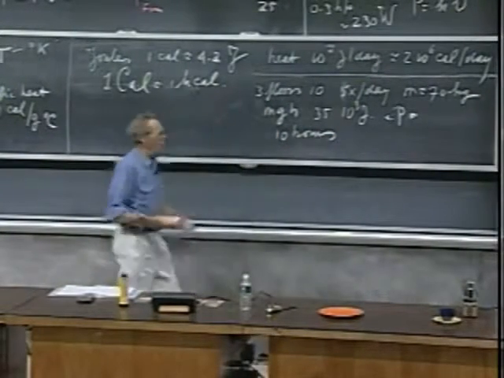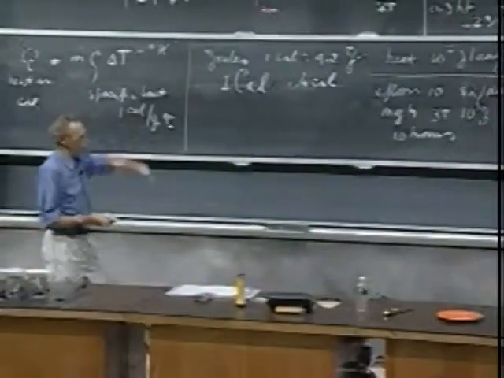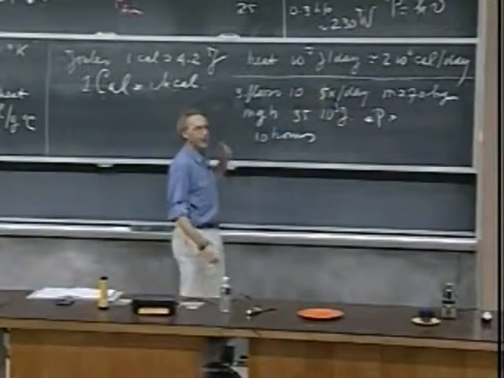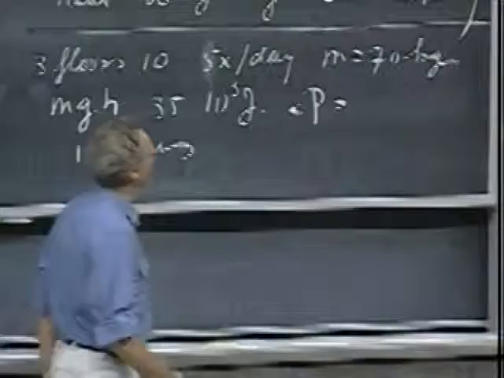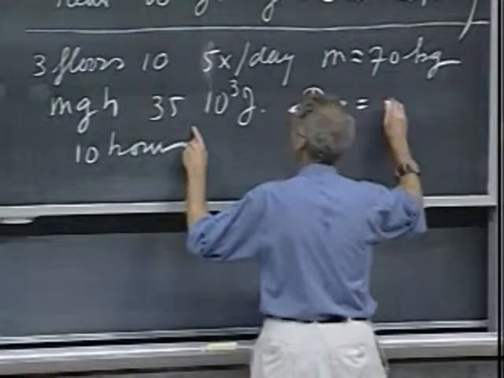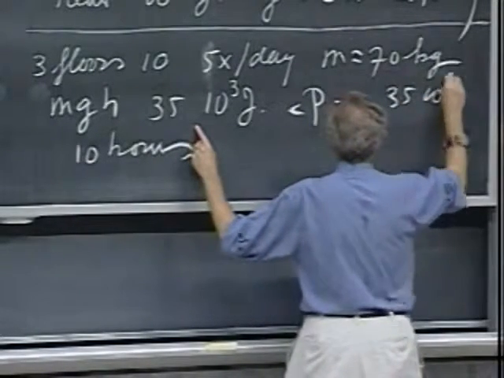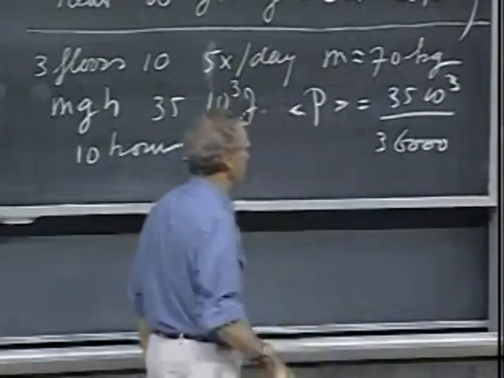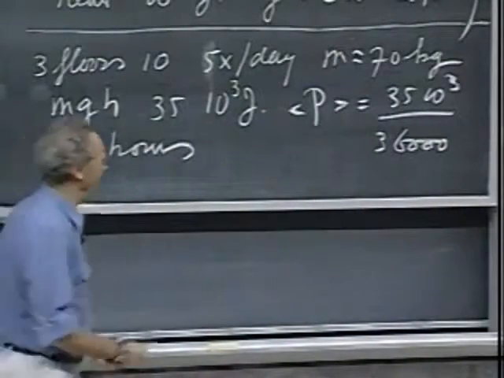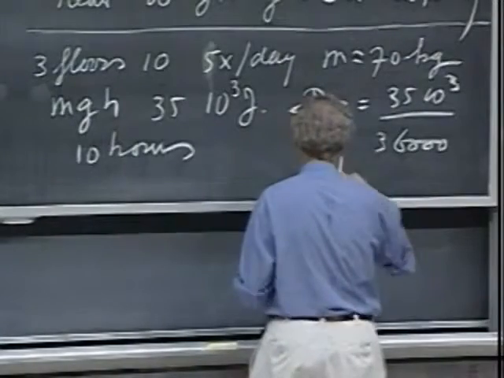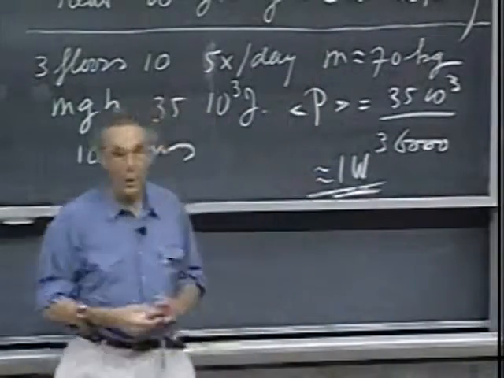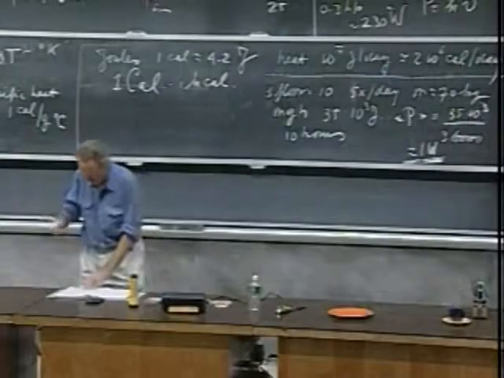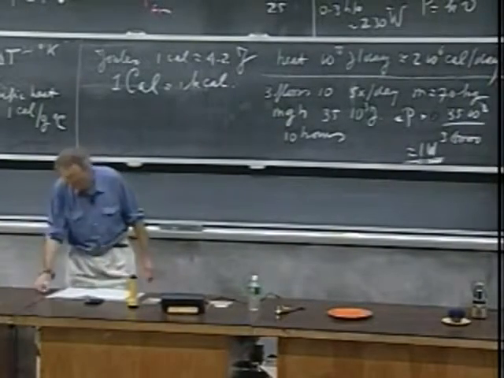You go up once in the morning, then sometime in the afternoon, and you go up in the evening, and maybe twice in the evening. It takes you 10 hours to go 5 times up these 3 floors. Then the average power that you have generated is 35,000 joules divided by 36,000 seconds. That is embarrassingly little. That's about 1 watt. Compare that with your body, which generates 100 joules per second, every second, 100 watts. So it is completely negligible.